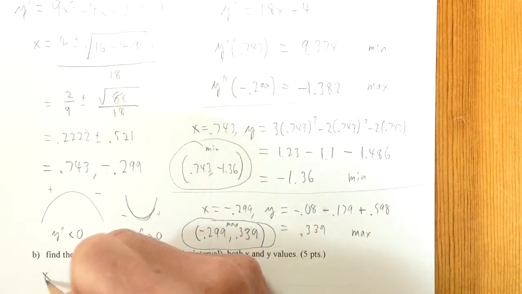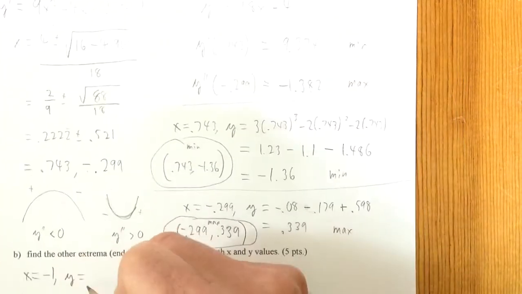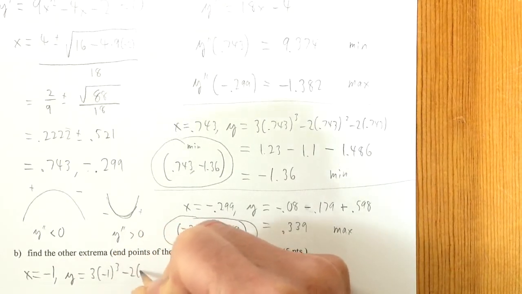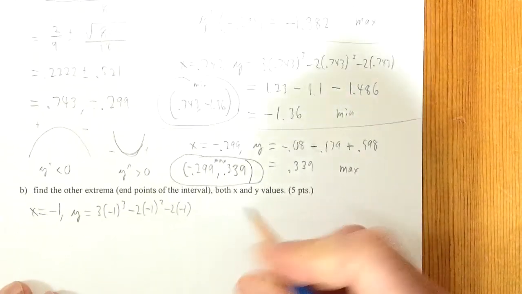So when x equals negative 1, y is equal to, you plug in negative 1 here: 3 times negative 1 cubed, minus 2 times negative 1 squared, minus 2 times negative 1. We've got to be super careful with the negatives.